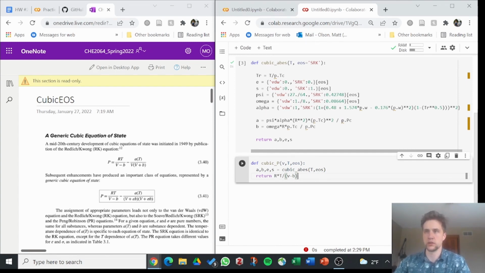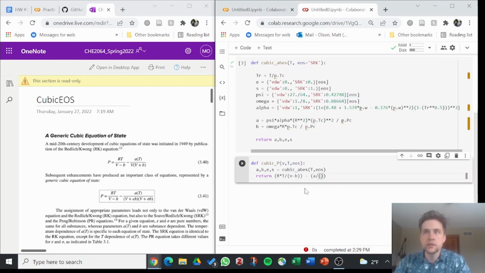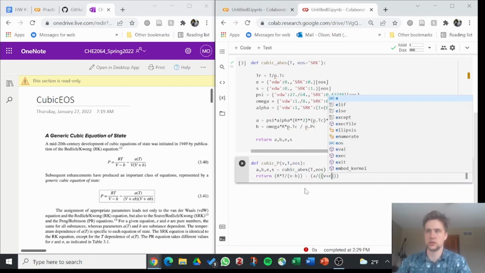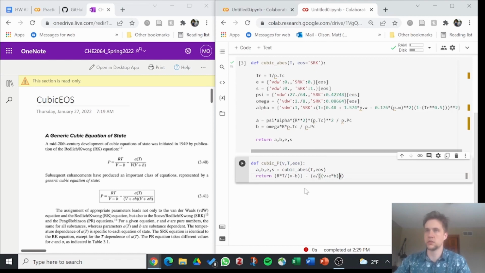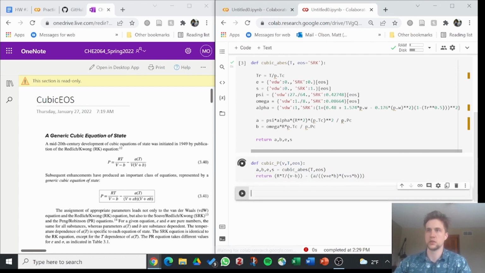Okay, and then this whole thing minus A divided by volume plus epsilon times our excluded volume, and then that times volume plus sigma times our excluded volume. There. Okay. See if that works.